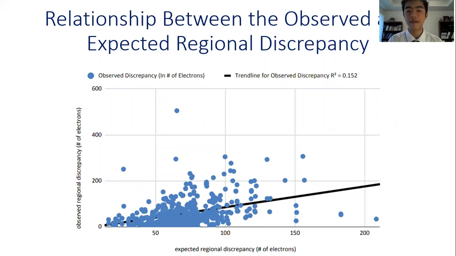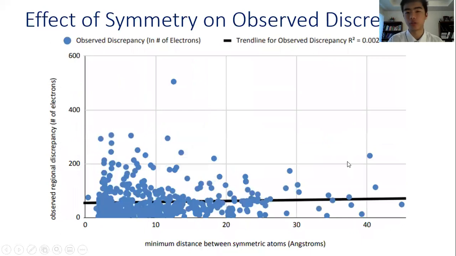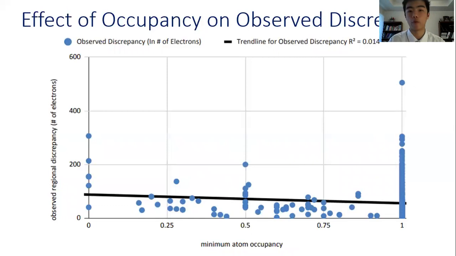And what I found, very interestingly, was that none of those statistics had a significant effect on the regional structural quality. And in fact, the resolution had the greatest effect with a correlation value of 0.166. I moved that so you guys can see that. And the other 3 statistics, the symmetry had a correlation of 0.002, and then the atom occupancy 0.014.